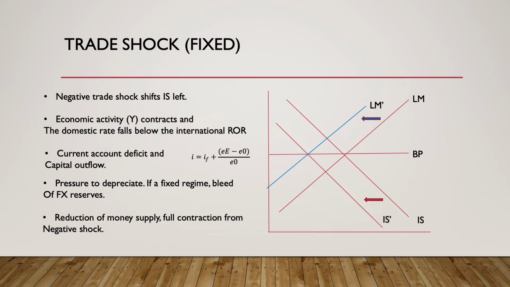And the LM curve shifts all the way back to the edge of the IS prime curve, meaning that the size of the IS shock is fully realized in terms of volatility of real economic activity, falling output, recessions, and rising unemployment.